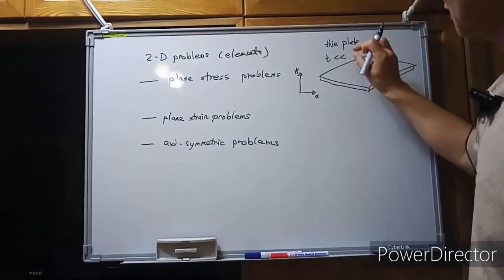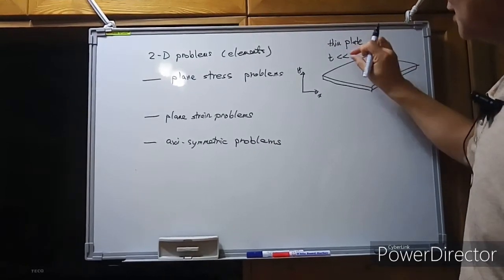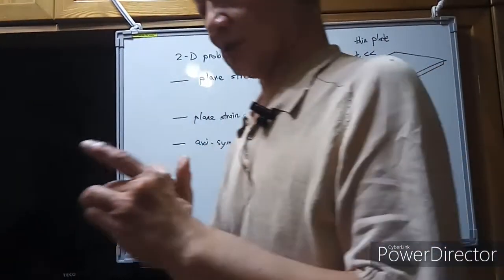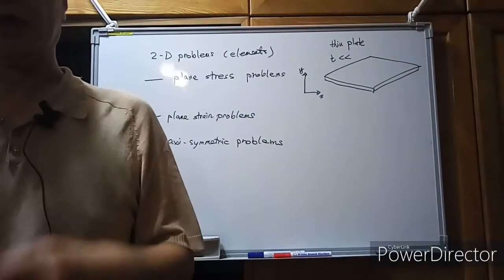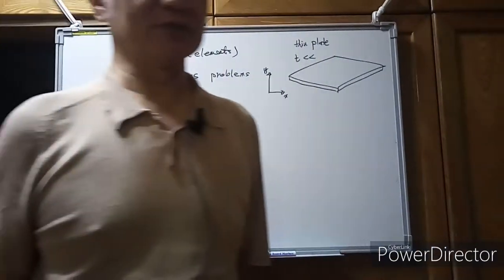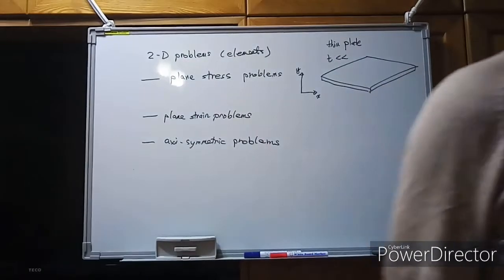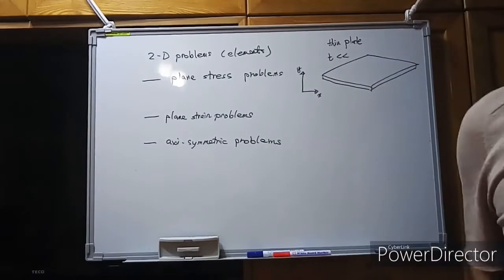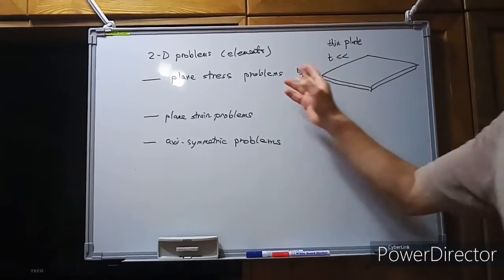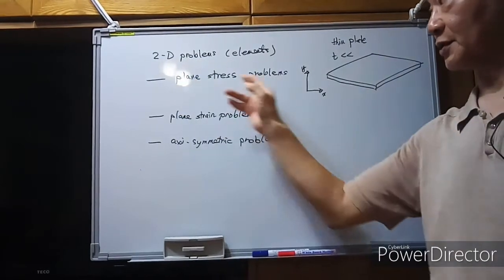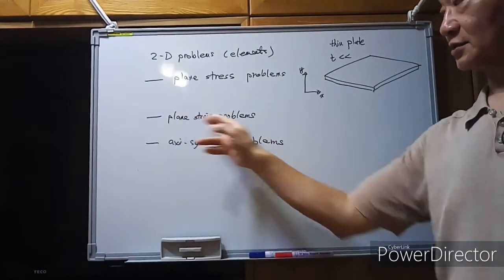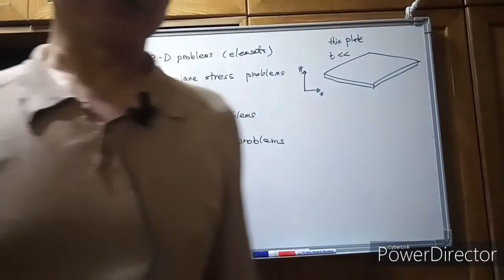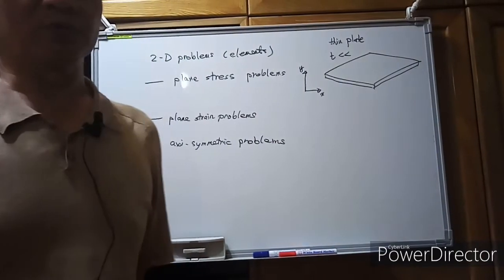How do we define a thin plate? You can say the dimension perpendicular to the XY plane, the thickness, is always relatively small compared to the dimensions on this plate. Okay, so that's the geometric character of the plane stress problems. Then let's consider what kind of problems can be called plane strain problems.